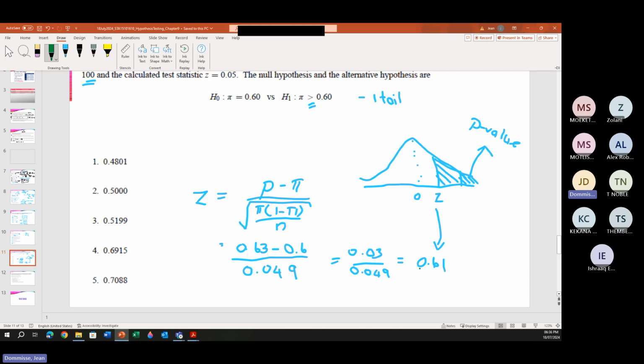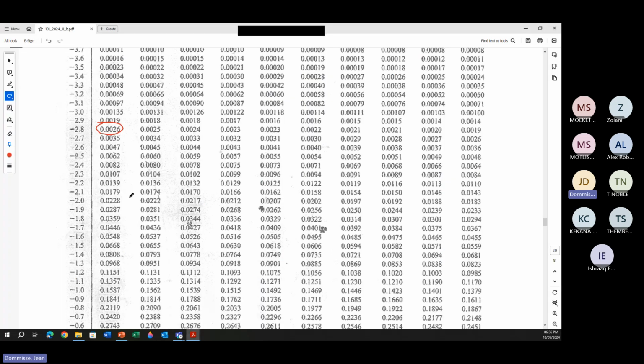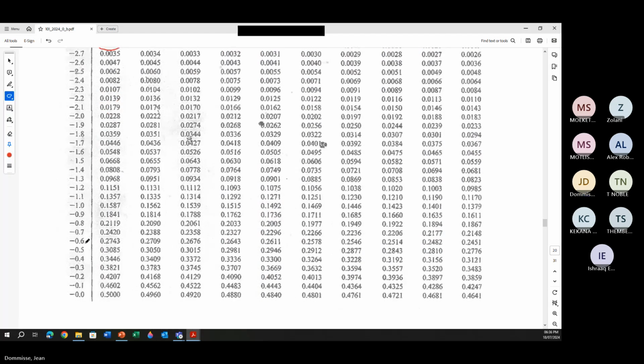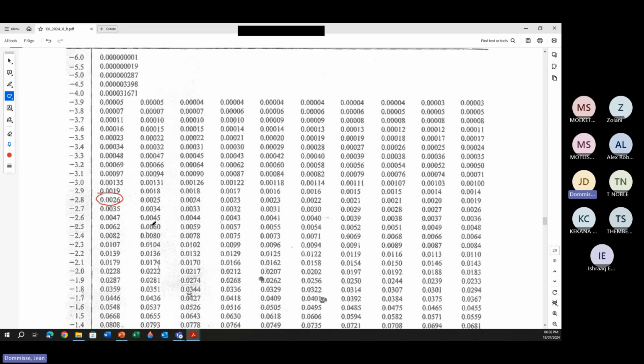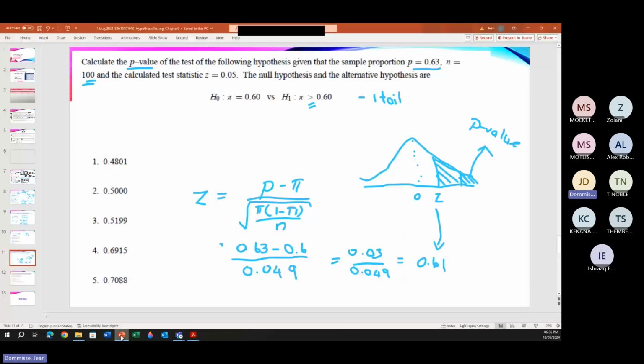We can go to a negative Z, so minus 0.61, to get that area. So minus 0.61, to check 61 years. So 0.2709, which does not seem right. So I'm wondering if I made a mistake there.